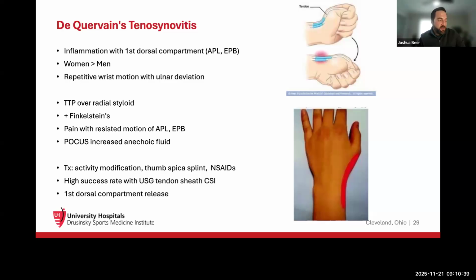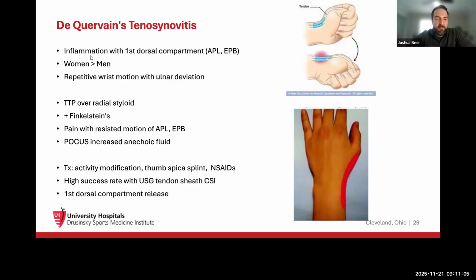De Quervain's tenosynovitis is a very common wrist complaint. This is going to be inflammation within the first dorsal compartment, so again, affecting the APL and EPB tendons. Women are more commonly affected than men. Repetitive wrist motion with ulnar deviation is what tends to cause this.